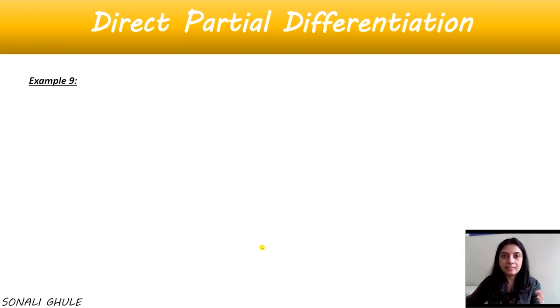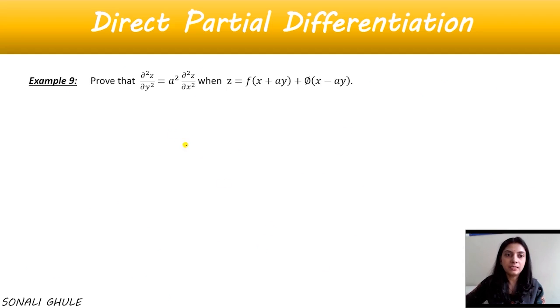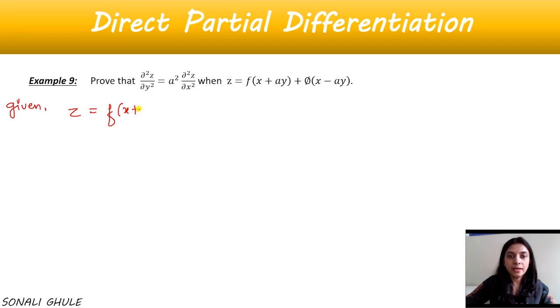Now the next example that we have to see proves that ∂²z/∂y² equals a² ∂²z/∂x². Again here comes the double derivative of a function. Okay, so double derivative of z with respect to y and double derivative of z with respect to x we have to find from this given function. So first of all we are going to write the given part. It is z equals f of x plus ay plus phi of x minus ay.